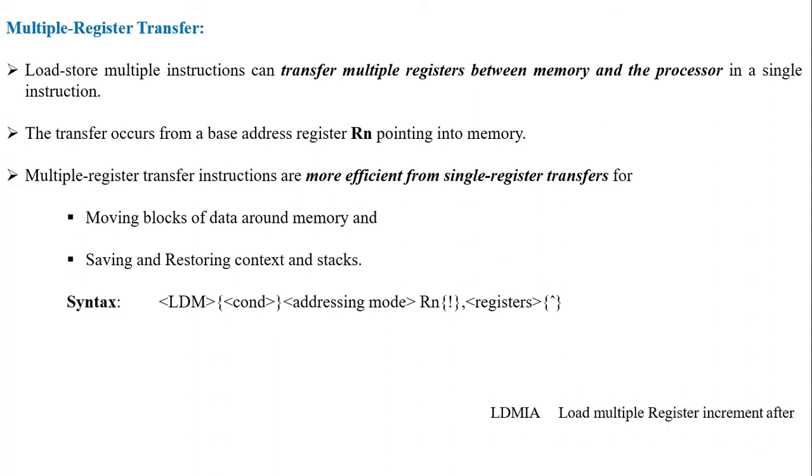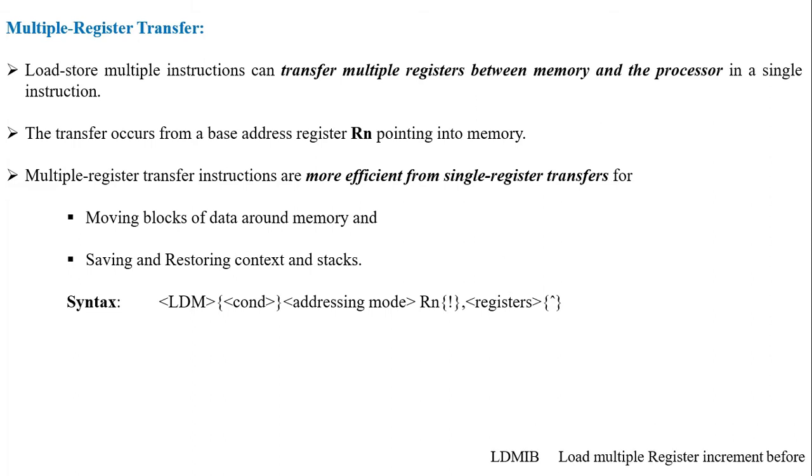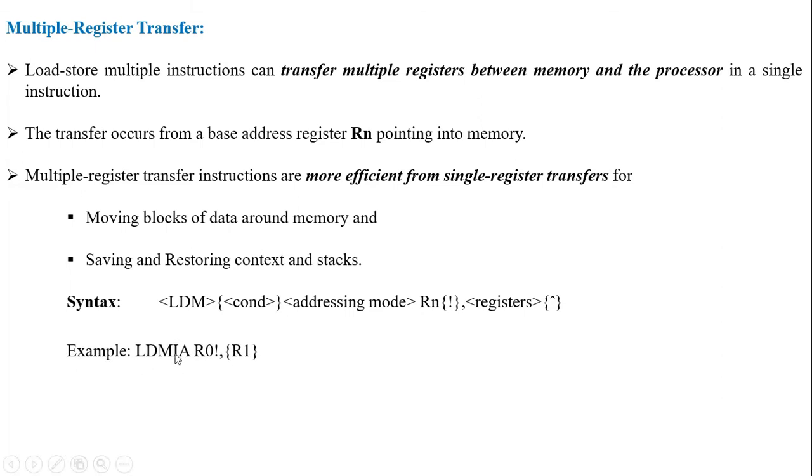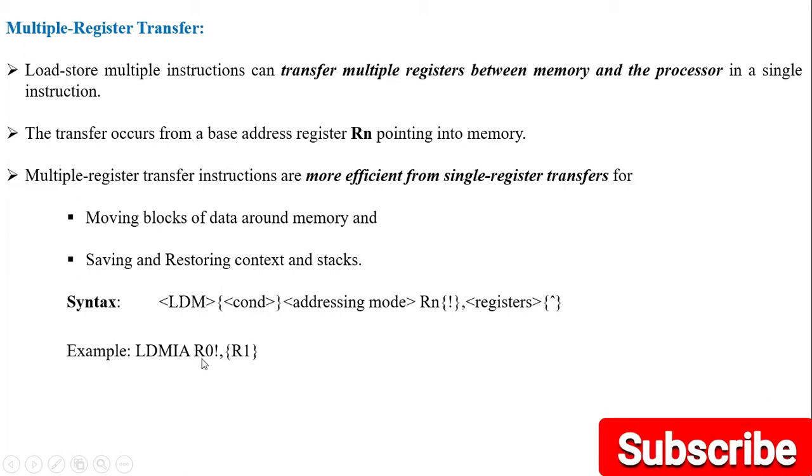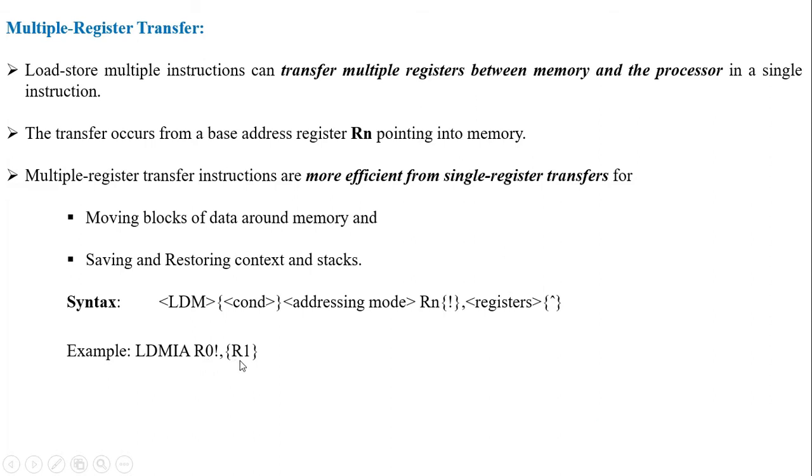Here we can use the LDM along with an addressing mode: LDMIA, that is load multiple registers increment after, and LDMIB, load multiple registers increment before. Consider the examples. LDMIA stands for load multiple registers increment after. Here I consider R0 as the base register, then in the register part R1. Once you execute this instruction, whatever data is available in the memory location pointed to by R0 will be loaded to the R1 register.